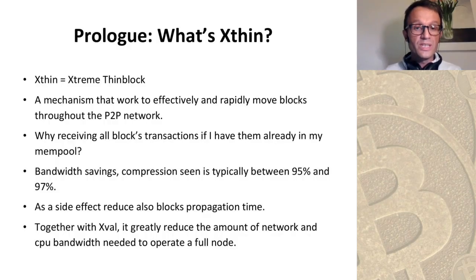Before starting with the actual presentation of the results, we're going to explain what Xthin is. Xthin stands for Extreme Thin Block, a mechanism that works to effectively and rapidly move blocks through the P2P Bitcoin network. It achieves savings of almost 95 to 97% of network bandwidth, and as a side effect, of course, it also reduces block propagation time. Together with another technique that I'm going to explain, extreme validation, it greatly reduces the amount of network and CPU bandwidth needed to operate a full node.